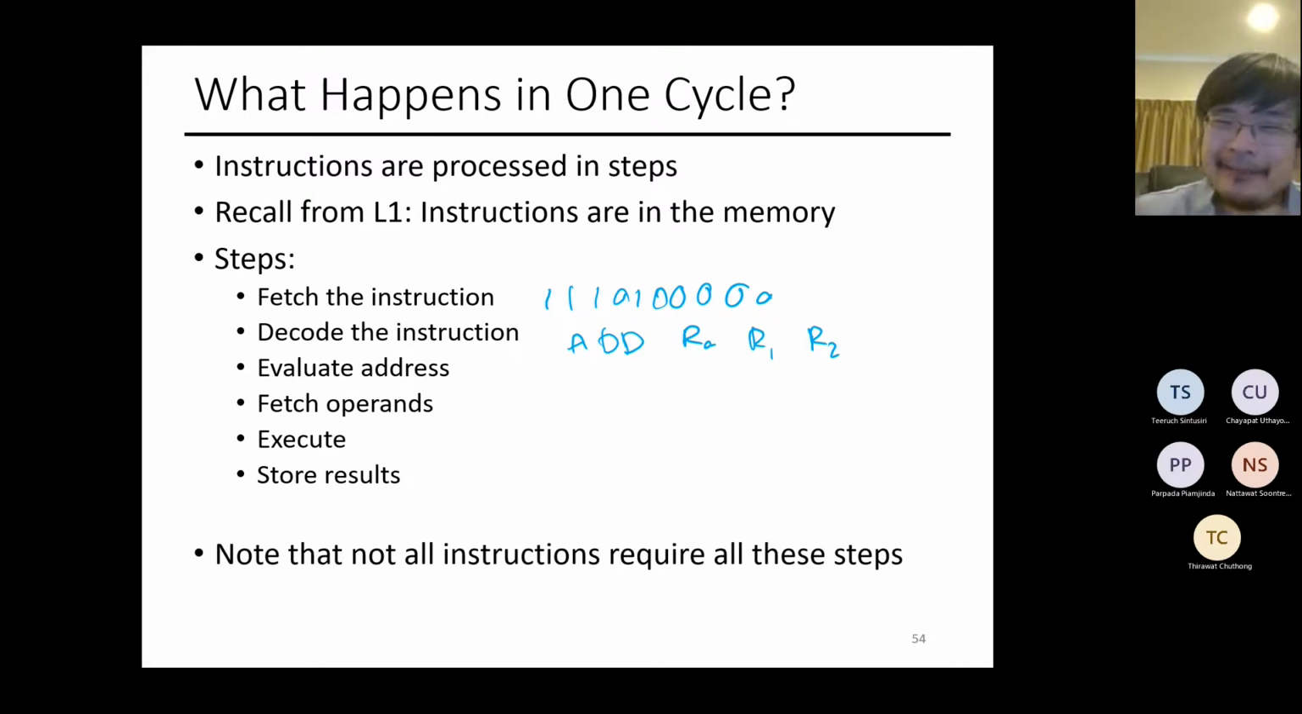Note that not every single instruction requires all the steps here. If it doesn't have to go to the memory location, it doesn't have to evaluate the address. If it only has to fetch one operand, it would only fetch one operand, right? So this is what happens with a single-cycle instruction. Everything here has to happen in one single cycle, right?